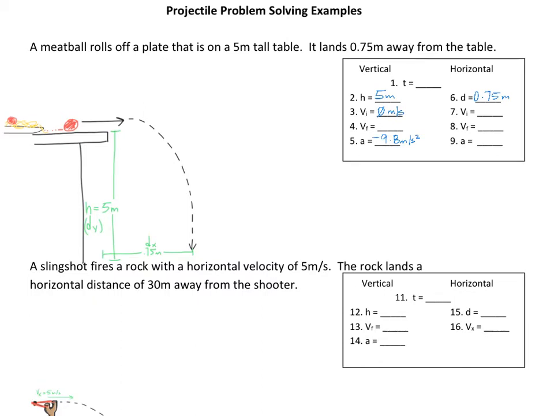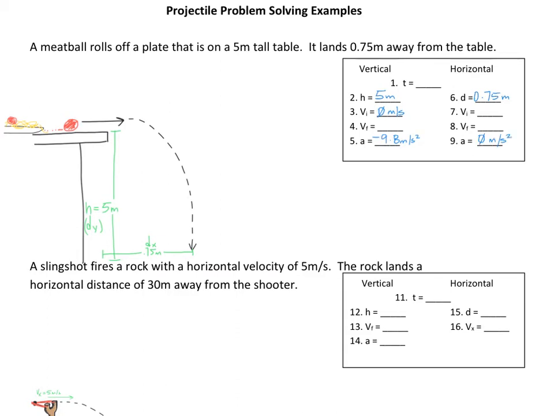Now, on the horizontal side, we know that the horizontal motion of this meatball is constant, because horizontally gravity does not affect anything. So gravity pulls things down, not left or right. So if it's not affecting it horizontally, then that must mean that the horizontal velocity is constant. If it is constant, then that also tells me that it is not accelerating because it's not speeding up, it's not slowing down, it's not changing its direction, so it does not have any acceleration horizontally.